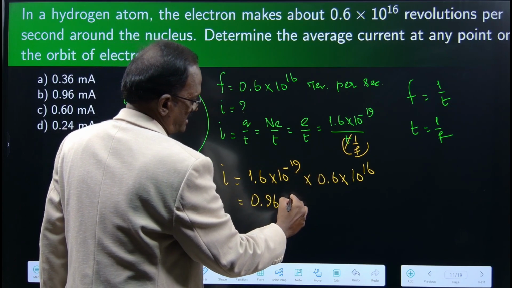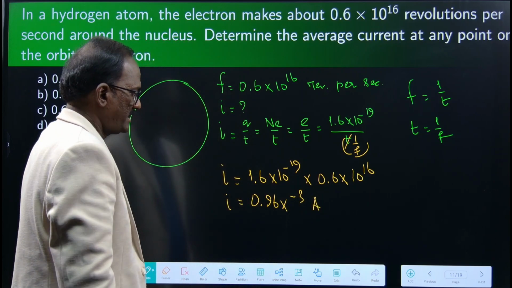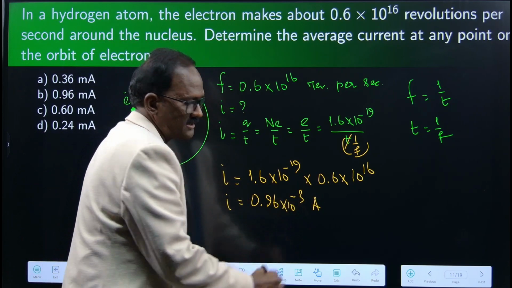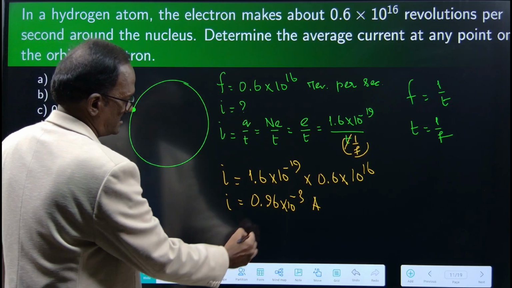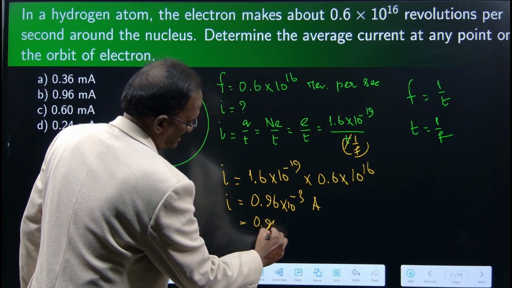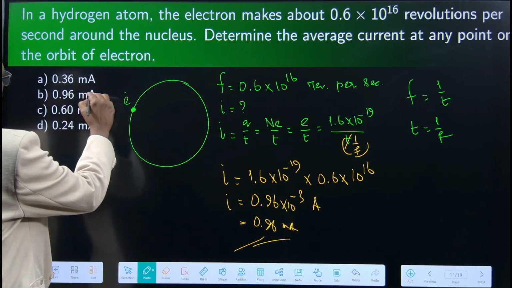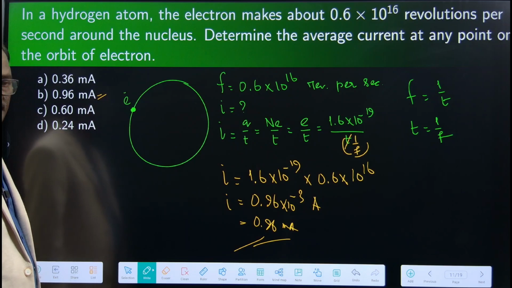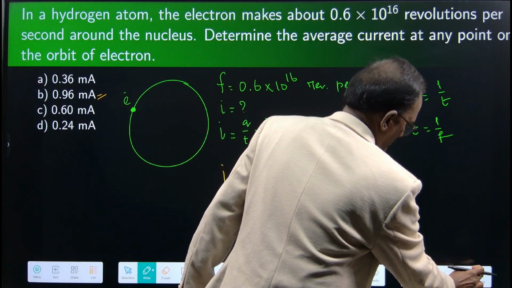19. This is 16 minus 3. So this is the answer: 0.96 into 10 to the power of minus 3 amperes, which is 0.96 milliamperes. Option B. Next problem.